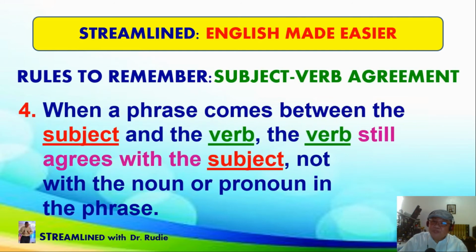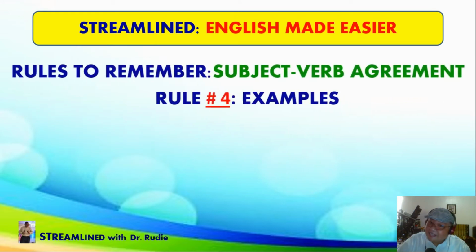Here we go with rule number 4. When a phrase comes between the subject and the verb, the verb still agrees with the subject, not with the noun or pronoun in the phrase. These examples will make clear the application of this rule.